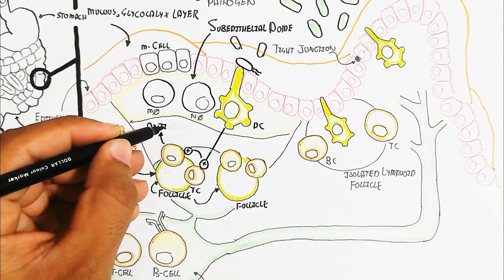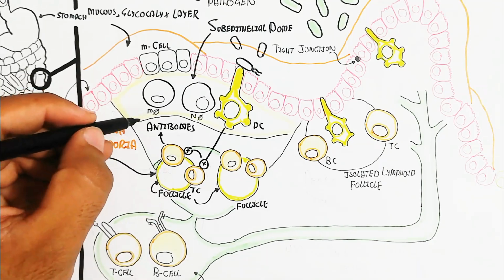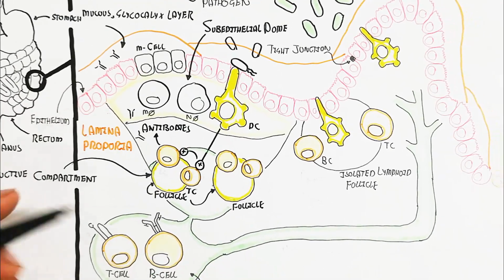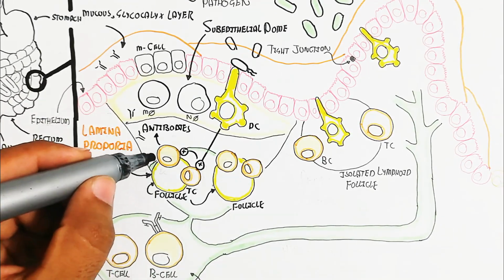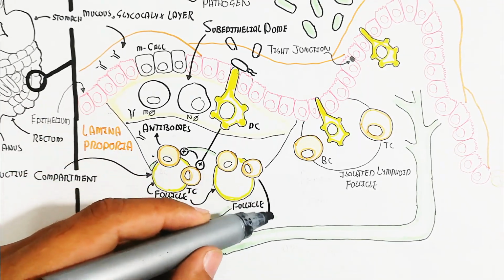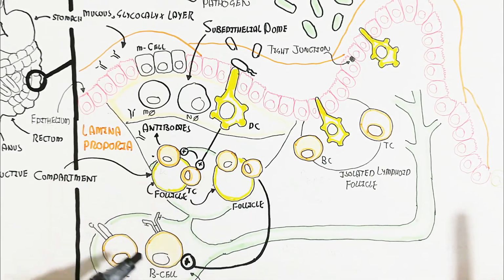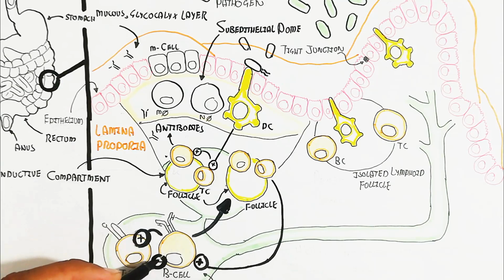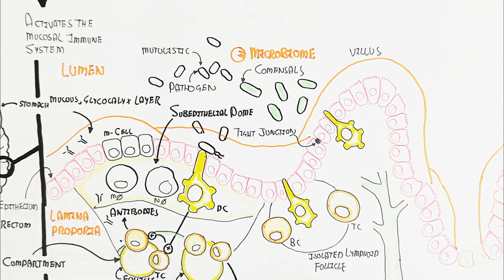The dendritic cell will recruit the T cell to recruit the B cell for production of antibodies in the follicle of the Peyer's patches, to produce a lot of antibodies. This is the inductive compartment, and in this way the B cell recruitment occurs through production of cytokines, more so as inflammation progresses.